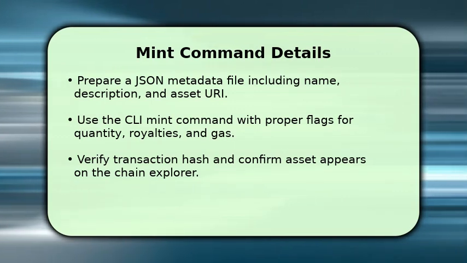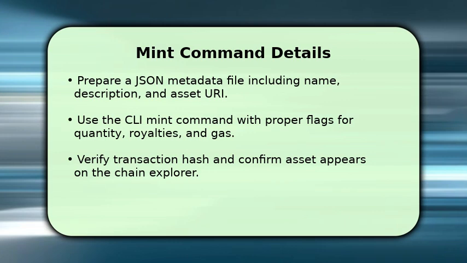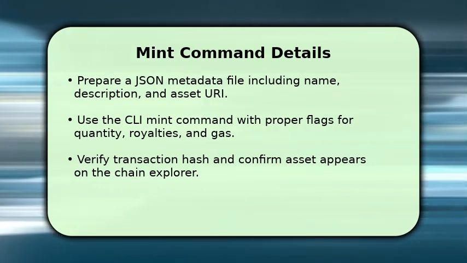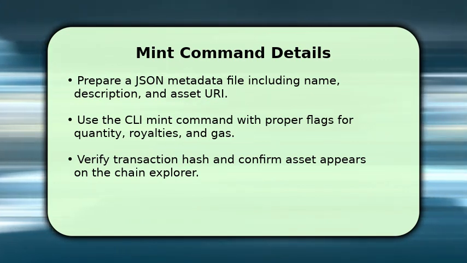Create your metadata JSON with name, description, and URI, then run the CLI mint command with flags for quantity, royalties, and gas limit. Watch the transaction hash and wait for confirmations, then query the chain to confirm the asset is listed. I'll cover troubleshooting tips for common errors and how to adjust gas to speed confirmation when needed.